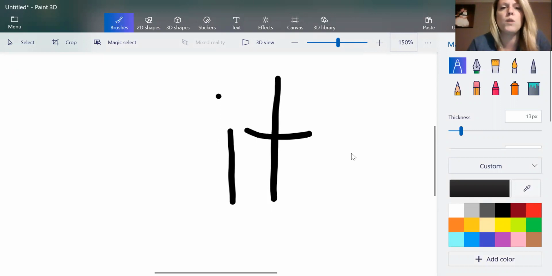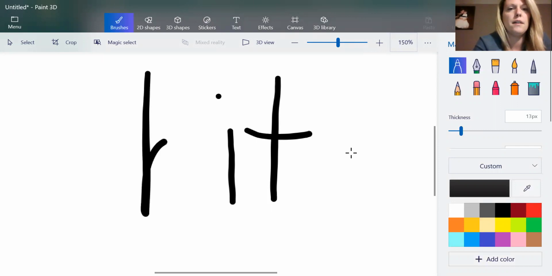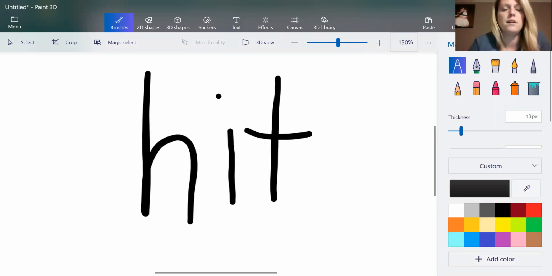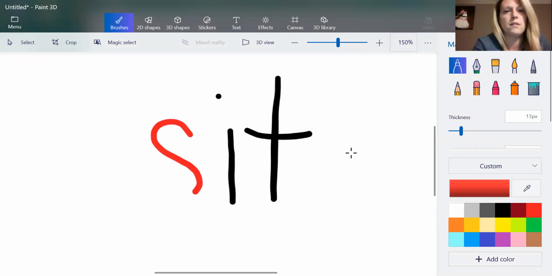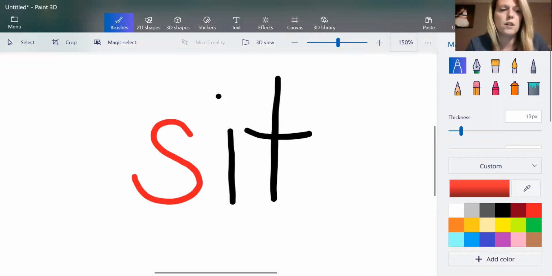Okay, what is my new word? It. What is the new word? Hit. Okay, I'm gonna change my h to s. I'm gonna change my h to s. It. What's the new word? Sit. Okay.